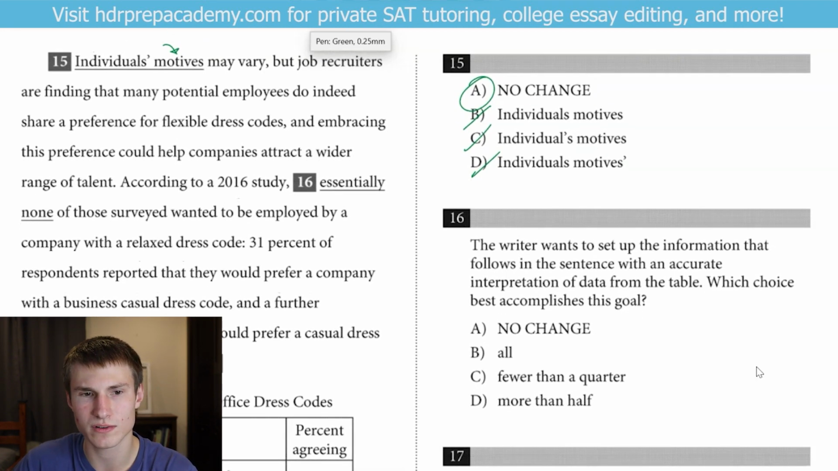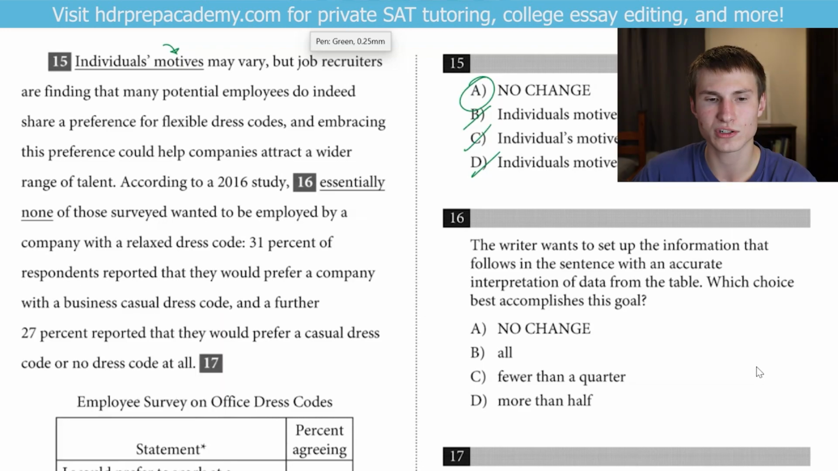Okay, so individuals' motives may vary, but job recruiters are finding that many potential employees do indeed share a preference for flexible dress codes, and are embracing this preference could help companies attract a wider range of talent. According to a 2016 study, and then if the writer wants to set up the information that follows in the sentence with an accurate interpretation of the data in the table, which choice best accomplishes this goal? So we need to read on to see what we're going to look for. Blank of those surveys wanted to be employed by a company with a relaxed dress code.